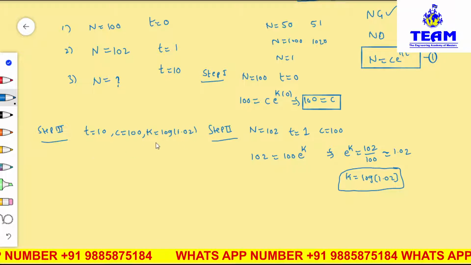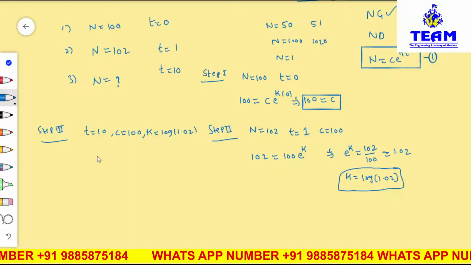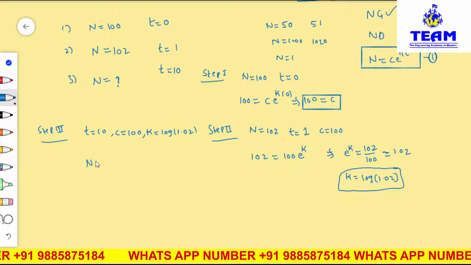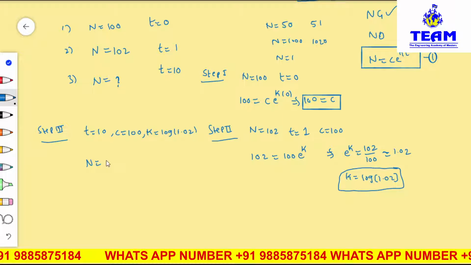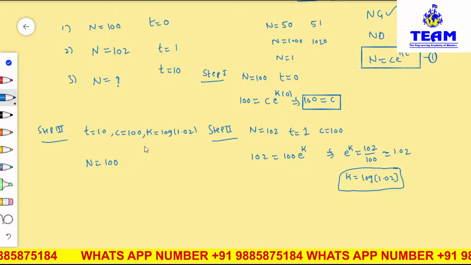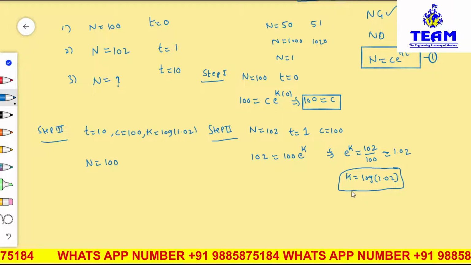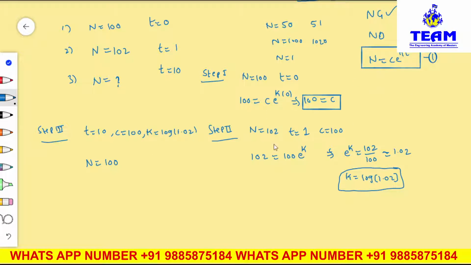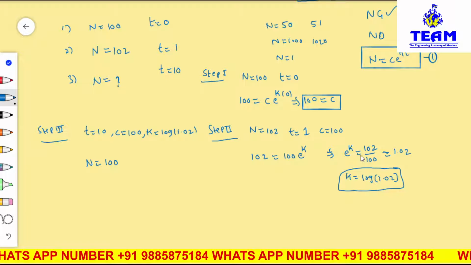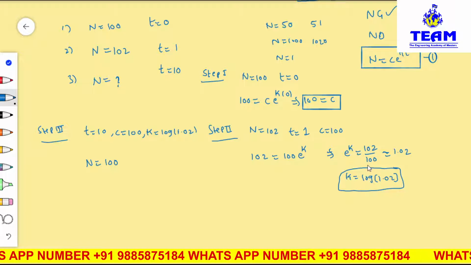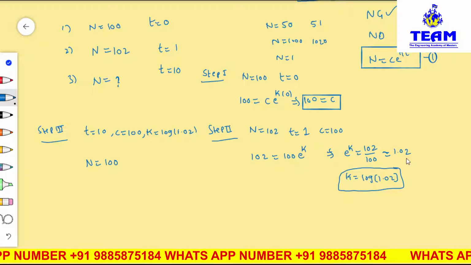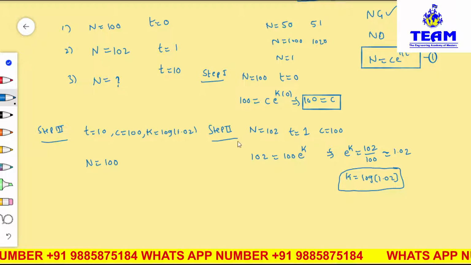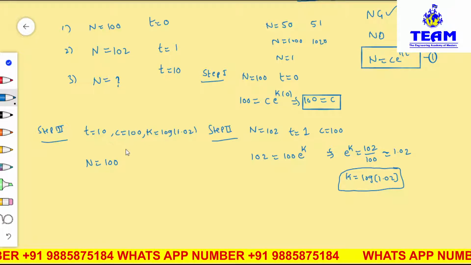Now you substitute all these values in the equation. N I need to find. N is fixed. Now what is the c? C is 100. Next, what about e power k? E power k is there. Can I write e power k directly as 102 by 100? Yes, I can write. Means I can write 1.02 directly, 1.02 whole power t. T is here 10. I can write like that.